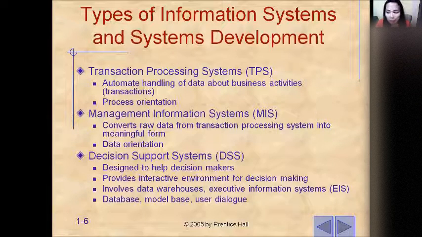So as I mentioned before, there are different types of IS. We should be familiar with this one. I think it was discussed also in the Introduction to Information Systems subject, right, Geyser? So if you remember, we have the first one, the transaction processing system. As mentioned here, it automates handling of data about business activities. And of course, its process orientation.